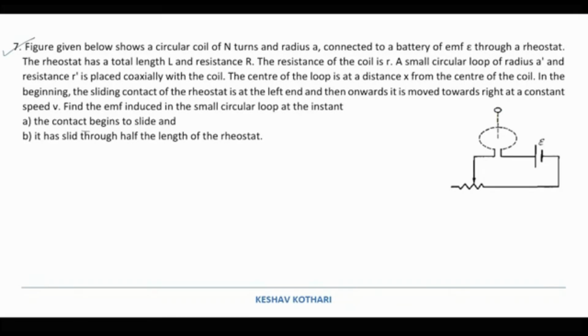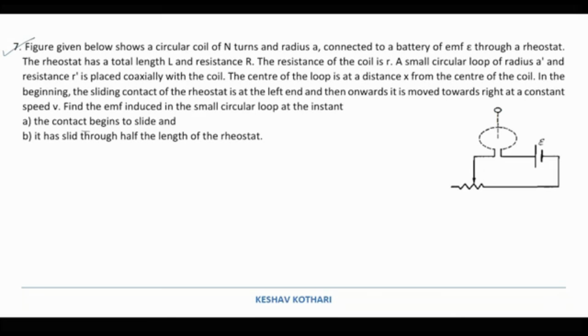Figure given below shows a circular coil of n turns and radius a connected to a battery of EMF E through a rheostat. The rheostat has a total length L and a resistance capital R. The resistance of the coil is small r. A small circular loop of radius a dash and resistance r dash is placed coaxially with the coil. The center of the loop is at a distance x from the center of the coil.